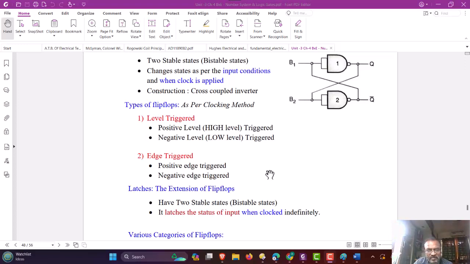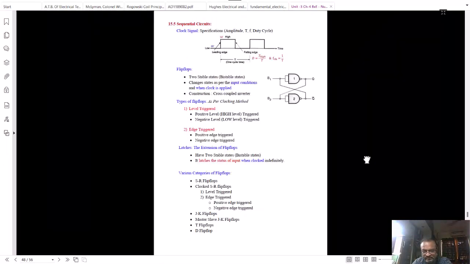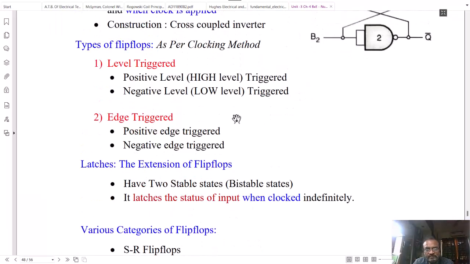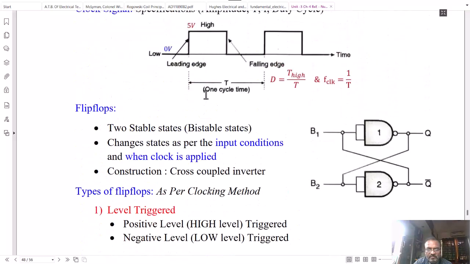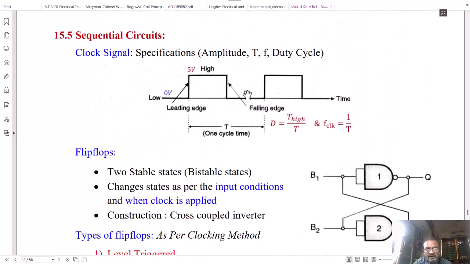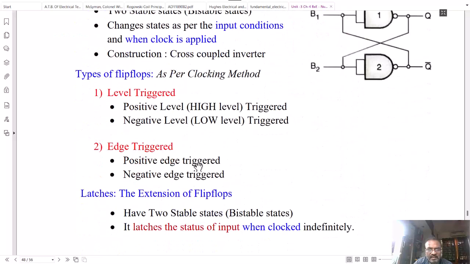There are various types of flip-flops available in theory. As per the clocking methods, the flip-flop can be level triggered, in which there are positive level triggered flip-flops and negative level triggered flip-flops. A positive level triggered flip-flop changes state when the logic state of the clock is high. A negative level triggered flip-flop changes state when the clock is in the low state.